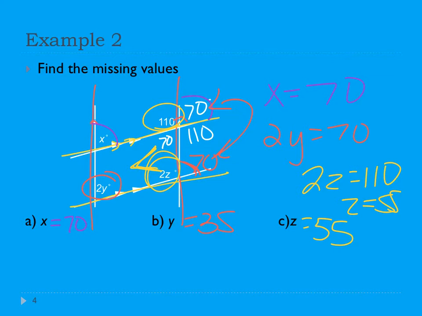Alexa? Is that what the 2 means? Like, is it 2 and you just divide it? Yep. It's saying 2 times that angle would equal the other angle. So 2 times Y would equal 70, which means Y would equal 35. So we're pulling in the algebra.